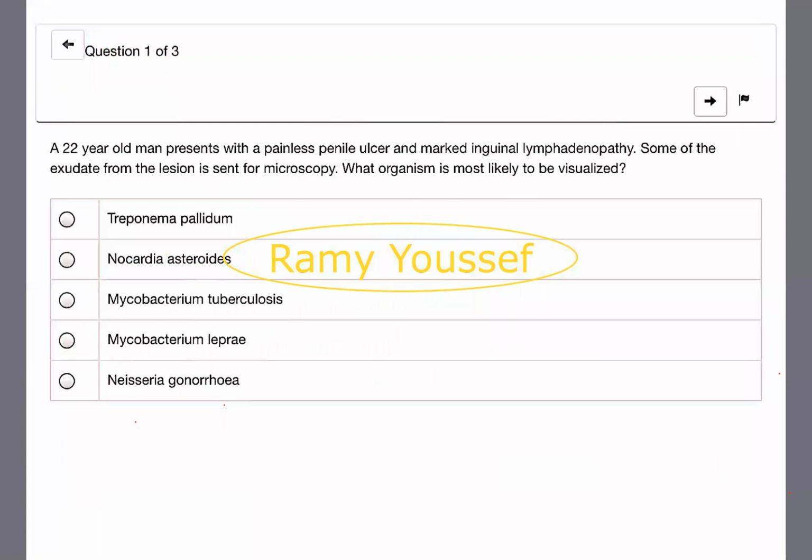A 22-year-old man presents with a painless penile ulcer and marked inguinal lymphadenopathy. Some of the data from the lesion is sent for microscopy. What organism is most likely to be visualized? Treponema pallidum, Nocardia asteroides, Mycobacterium tuberculosis, Mycobacterium leprae, Neisseria gonorrhoeae. So he has inguinal lymphadenopathy with a painless penile ulcer, mostly due to syphilis caused by Treponema pallidum.